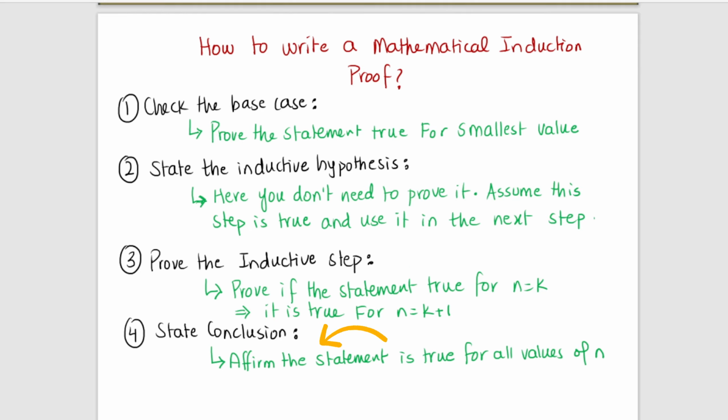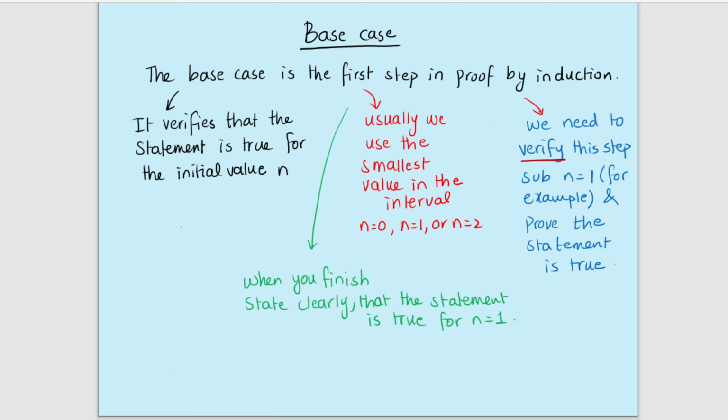And finally, the last step is we need to state the conclusion. So we need to affirm that the statement is true for all values of n. Since it is true for the first step, and we can prove that it's true for k plus 1 step, so it's true for everything. And this is the main idea of proof by induction. So let's start by defining the base case.